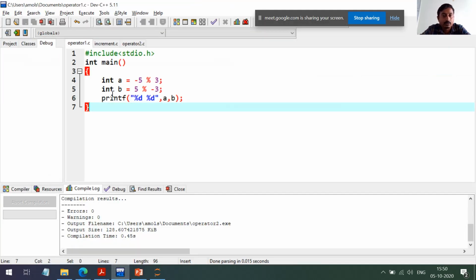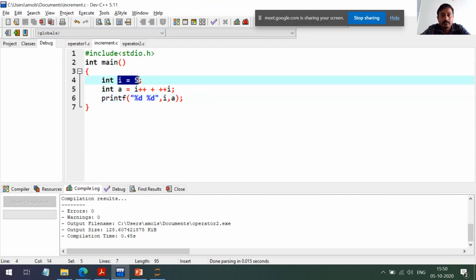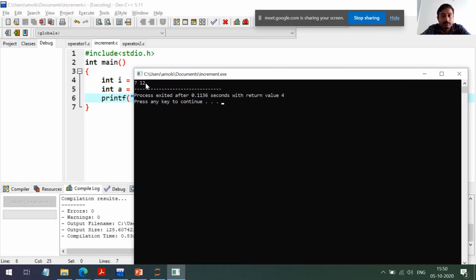Let me execute this code. So I have this code here. The value of I is assigned 5. I have the same expression and let me run. As you can see here, we have got 7 and 12. The value of I is 7 and the value of a is 12.